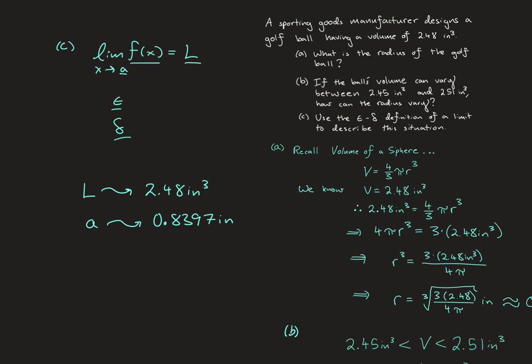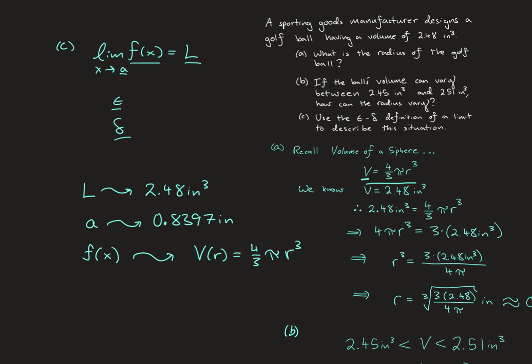And let's see what else we got. We need F. F of X is analogous to our V of R. The volume depends on the radius. I didn't write that right here, but indeed, volume is a function of radius. So we have 4/3 pi r cubed.